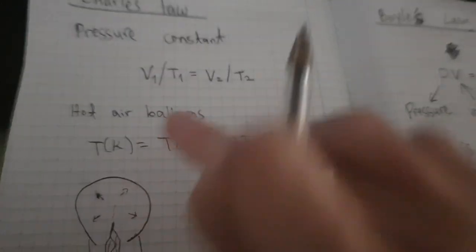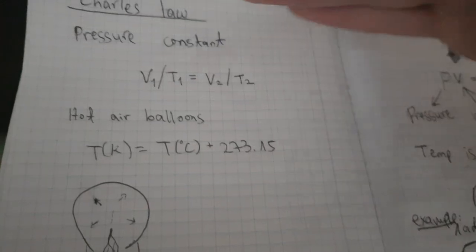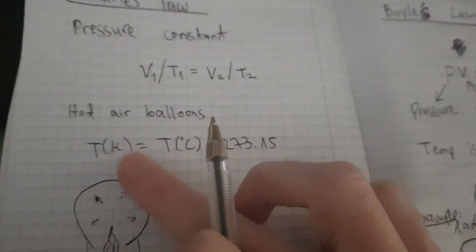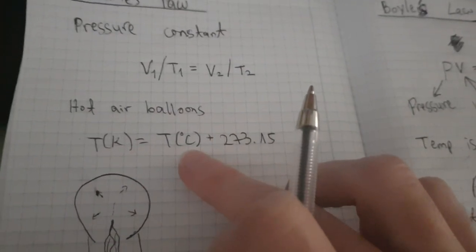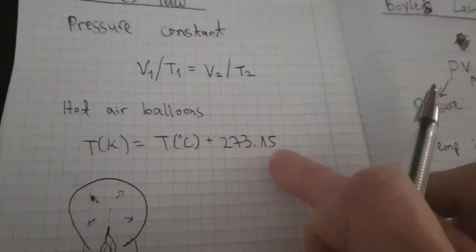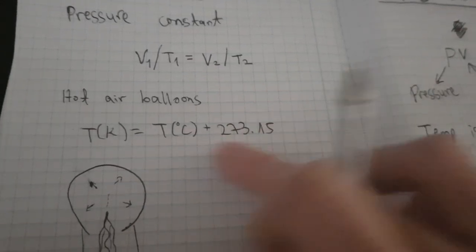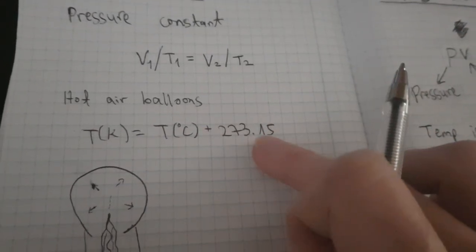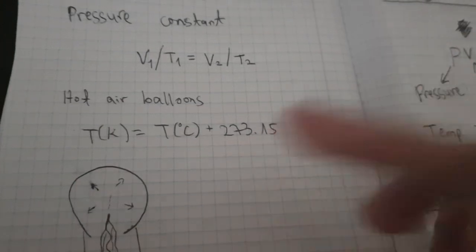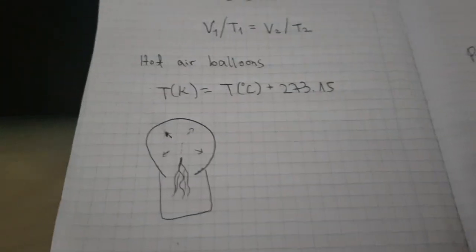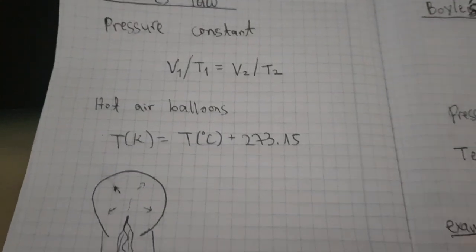Remember that we are talking about the temperature in the ideal gas law and its derivatives. We're talking about it in kelvins, so if you have the temperature in Celsius, you need to increase it by 273.15, which is 0 in Celsius. 273.15 in Kelvin is 0 in Celsius. This is the difference between Kelvin and Celsius.